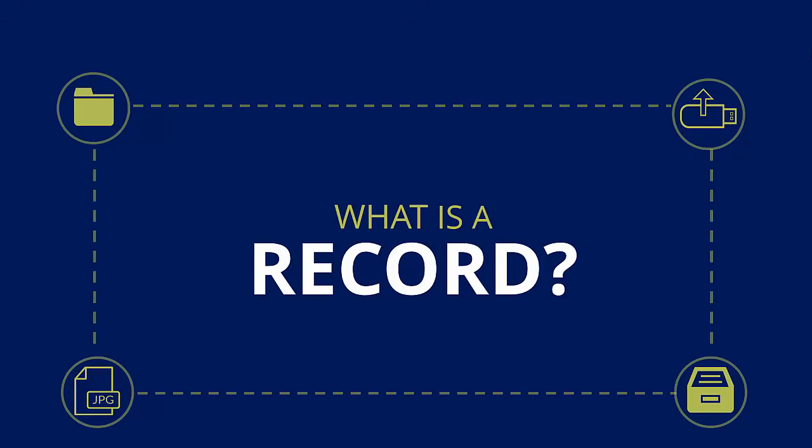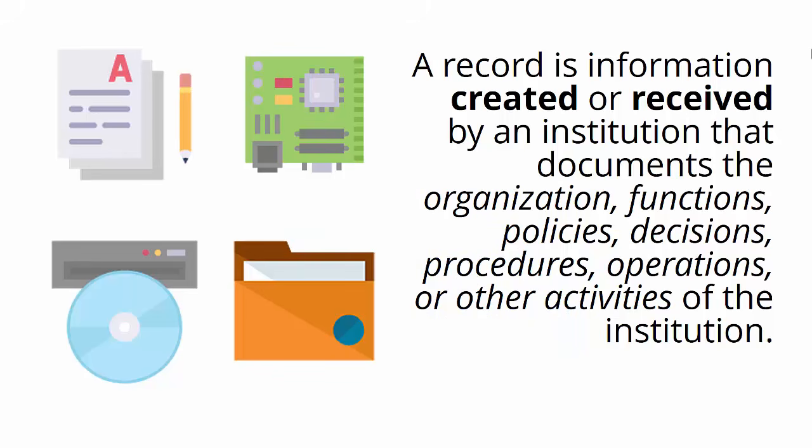So what is a record? The definition is broader than you might imagine. Simply put, a record is information created or received by an institution that documents the organization, functions, policies, decisions, procedures, operations, or other activities of the institution.